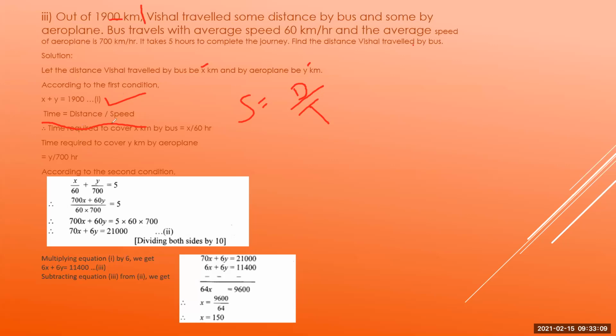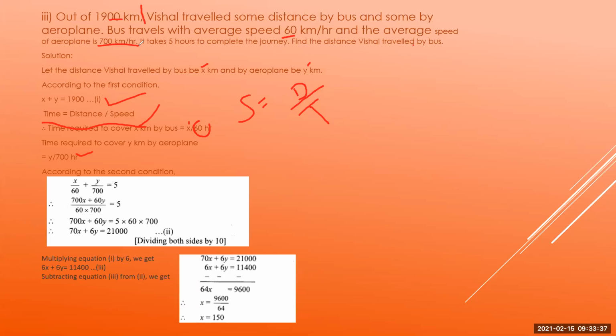So the time to cover x kilometer by bus. The distance x is given, so it is x. How much time is required? It requires 60 kilometer per hour, so divided by 60. So we got time required is x by 60 for bus. Same for the time required by y: it is y by 700, because the aeroplane travels at 700 kilometer per hour. So these are the two times we are having.